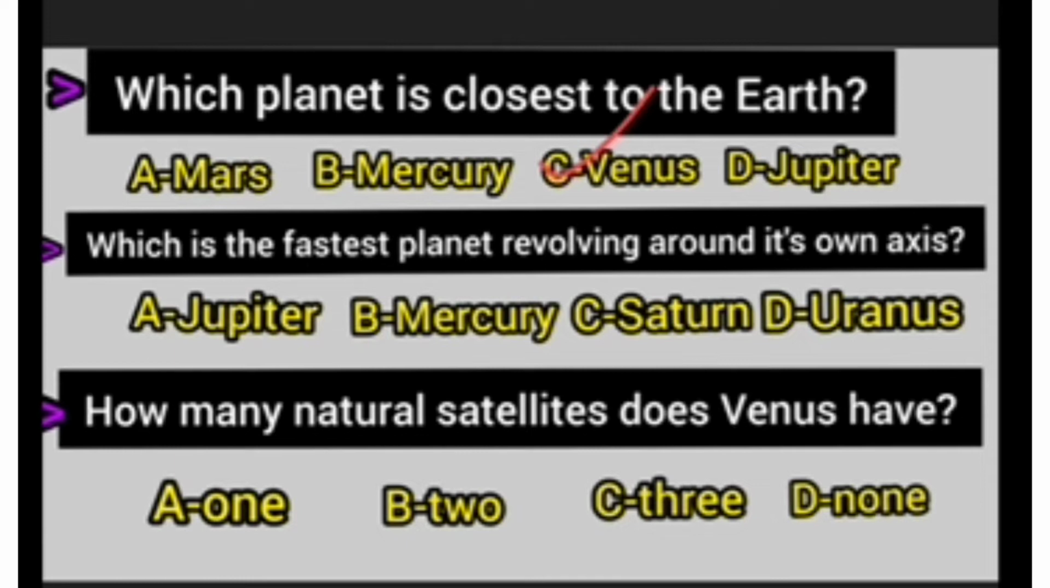Next question. Which is the fastest planet revolving around its own axis? A. Jupiter, B. Mercury, C. Saturn, D. Uranus. Answer A. Jupiter. Jupiter is the fastest planet that revolves around its own axis. Next, how many natural satellites does Venus have? A. 1, B. 2, C. 3, D. None. Answer none.